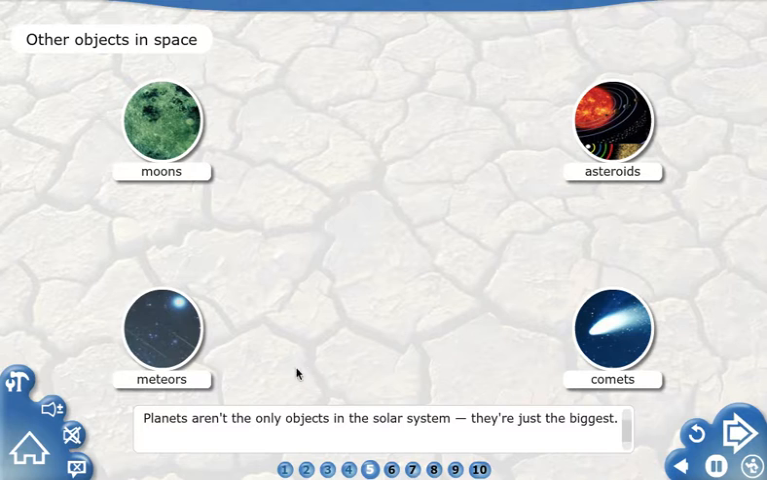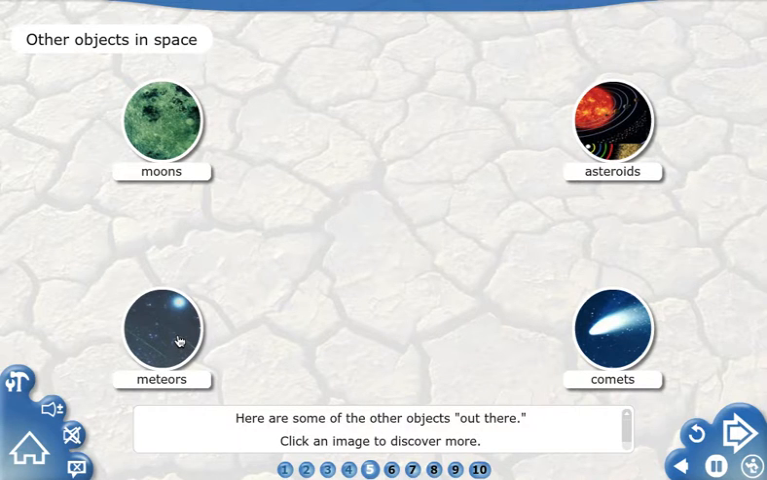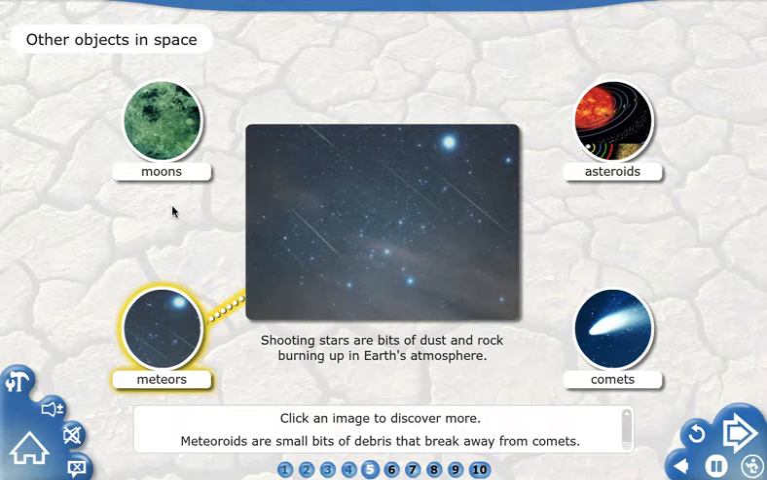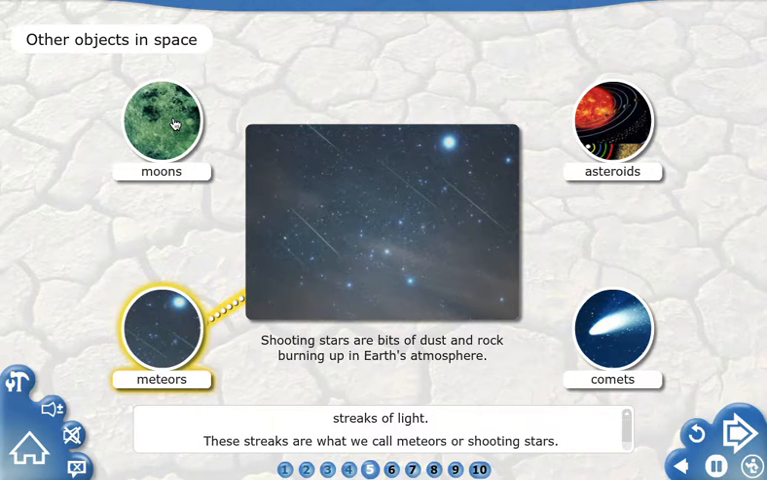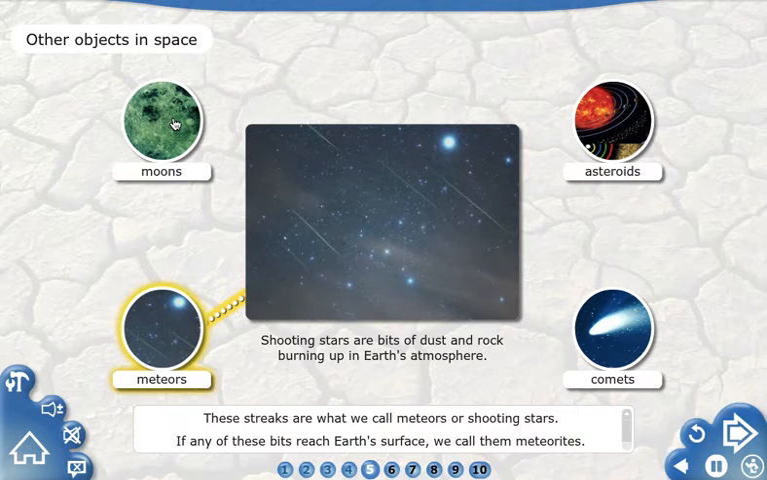Planets aren't the only objects in the solar system. They're just the biggest. Here are some of the other objects out there. Click an image to discover more. Meteoroids are small bits of debris that break away from comets. When these meteoroids enter Earth's atmosphere, they burn up and cause streaks of light. These streaks are what we call meteors, or shooting stars. If any of these bits reach Earth's surface, we call them meteorites.